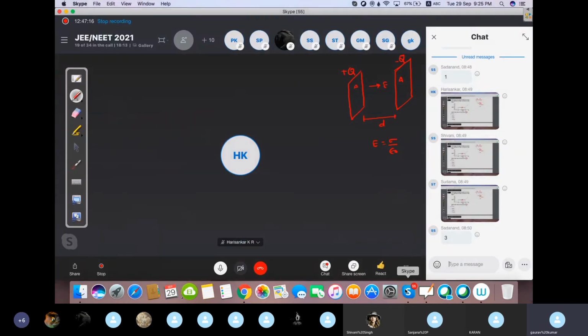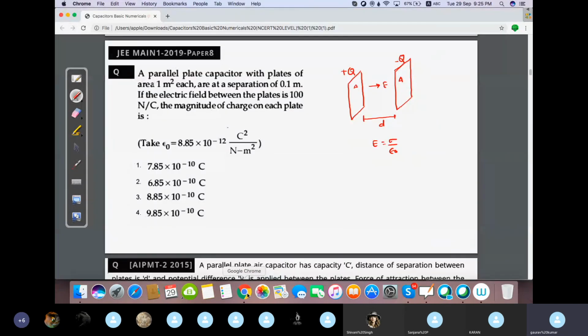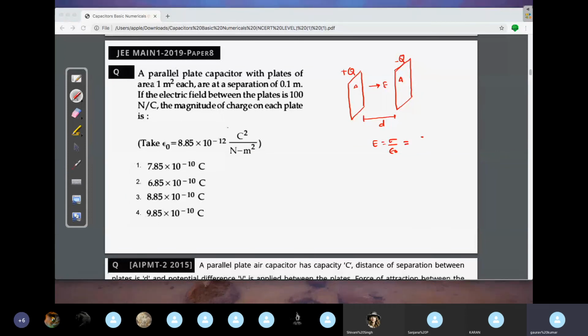Someone is giving the answer here. C. Okay, third option. So E is what? Sigma by epsilon naught. So what is sigma? Sigma is just Q by A. So they're asking magnitude of charge. So what is the formula for charge then? Charge is always electric field multiplied by epsilon naught multiplied by A. So what is the electric field you have?